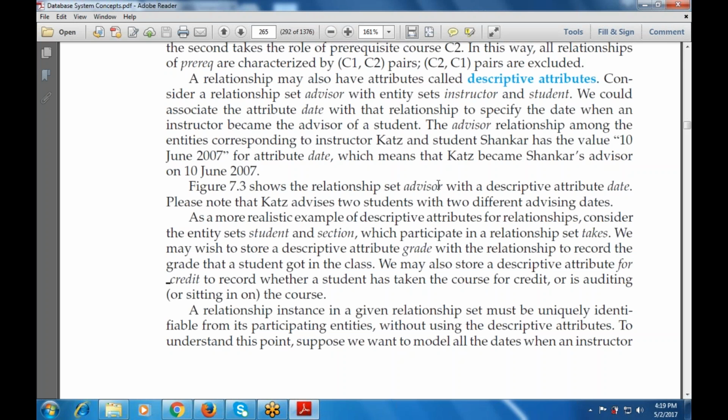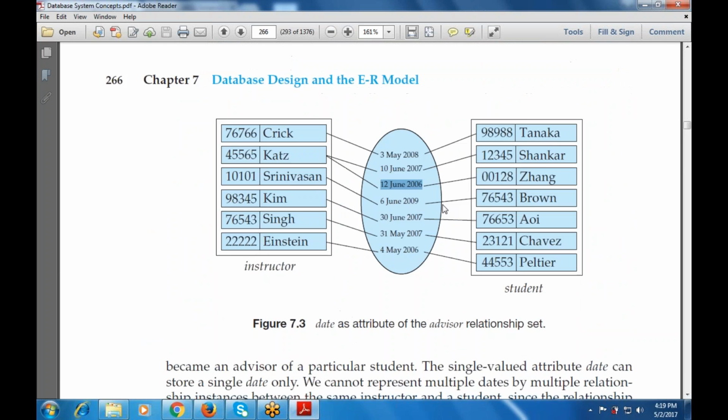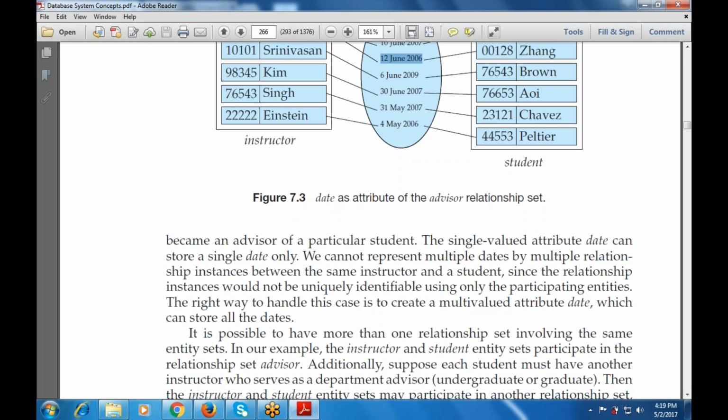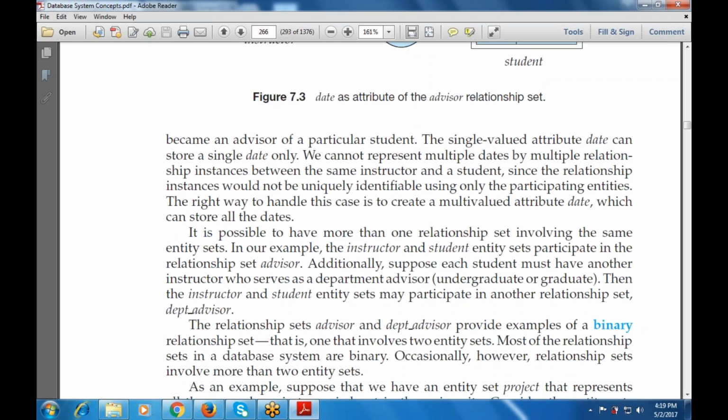A relationship instance in a given relationship set must be uniquely identifiable from its participating entities, without using the descriptive attributes. To understand this point, suppose we want to model all the dates when an instructor becomes advisor of a particular student. The single-valued attribute date can store a single date only. Representing multiple dates by multiple relationships between the same instructor and student would not work, since the relationship instances would not be uniquely identifiable using only the participating entities. So the right way to handle this case is to create a multivalued attribute date, which can store all the dates.